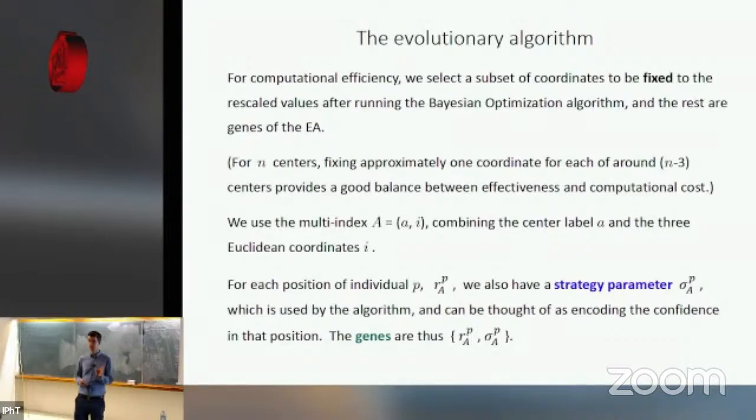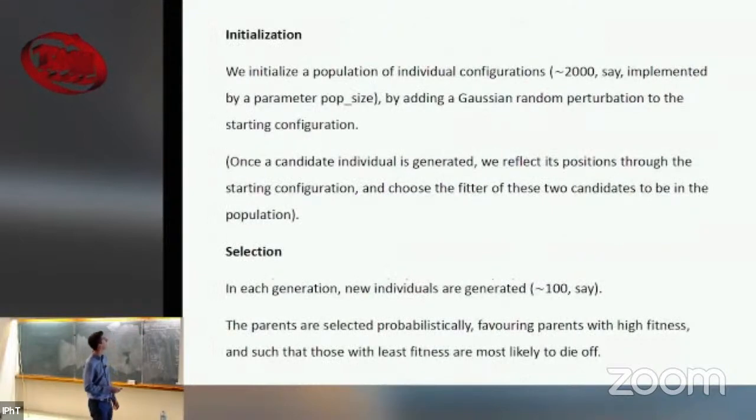And for each individual, we have not just the position locations, but an additional parameter known as the strategy parameter. This is used by the algorithm, and you can think of it as encoding how confident we are in the position that we have so far as our best candidate for that individual. So the genes are both positions and strategy parameters. We first initialize a population with a pseudo-random generation. So let's say we have a couple of thousand candidate approximate solutions, which is just adding Gaussian noise to the perturbation. And then, some details which I can skip.